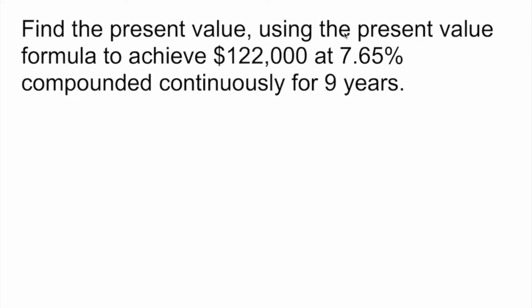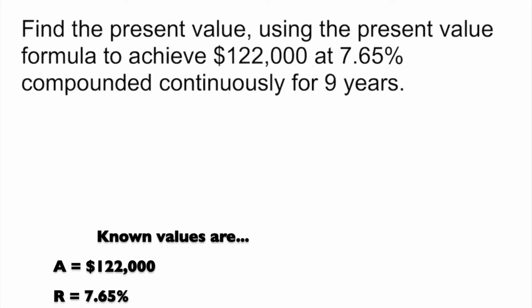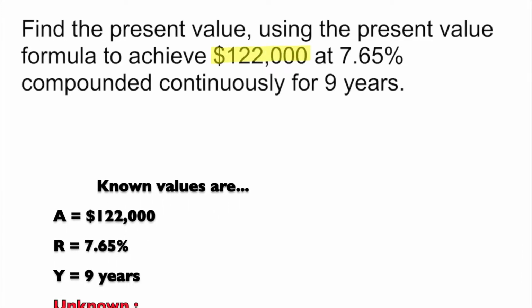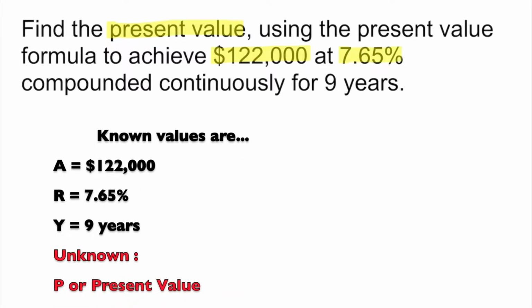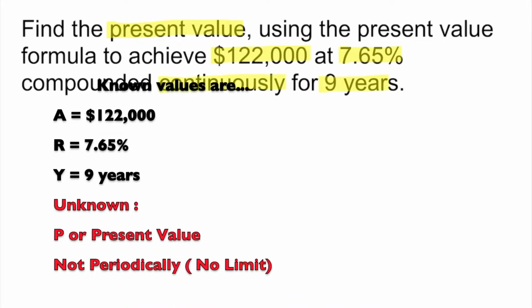Find the present value using the present value formula to achieve $122,000 at 7.6% compounded continuously for 9 years. What is given? Let's take a look here. We are given something we're going to have in the future, which is the amount, and the present value we don't know, and the rate is given and the year is given, and of course another clue is given as continuous. So, let's sort it out.